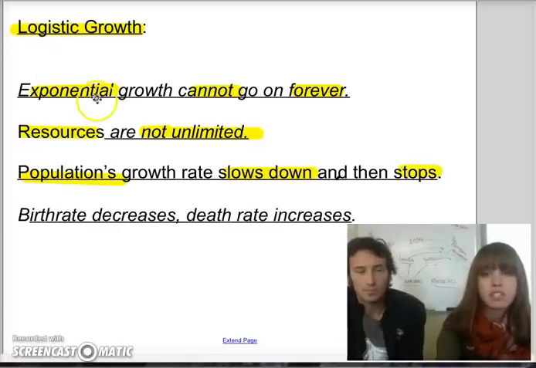Then there's logistic growth. So that's when exponential growth starts to taper off. And so this is what we see in most population species. This is because resources are not unlimited. They eventually are limited, and that limits their growth. And so the growth rate slows down and stops. So the birth rate decreases and death rate increases at this point of logistic growth.